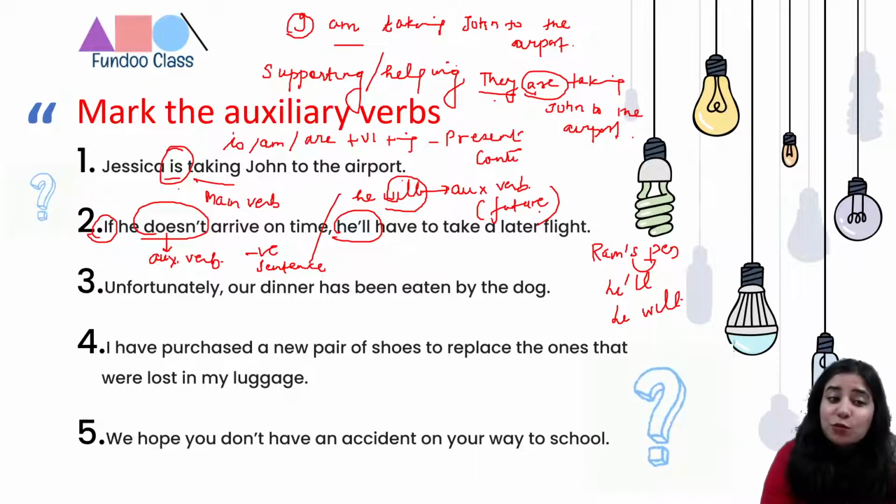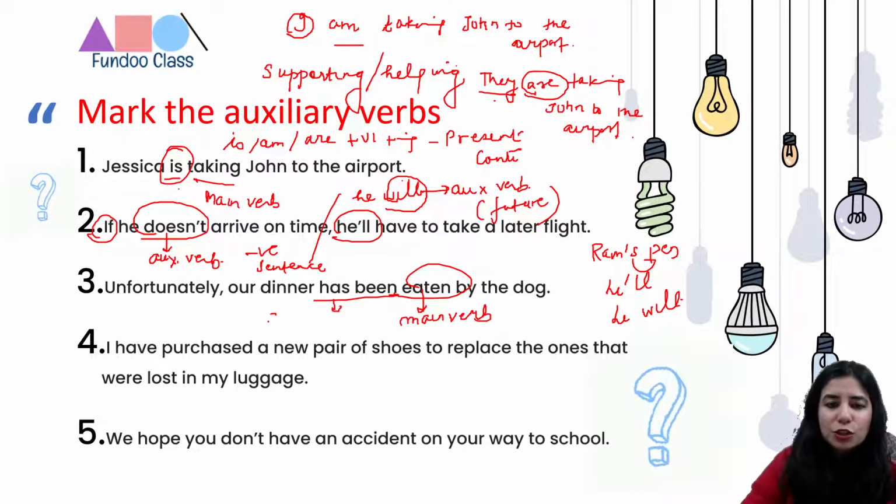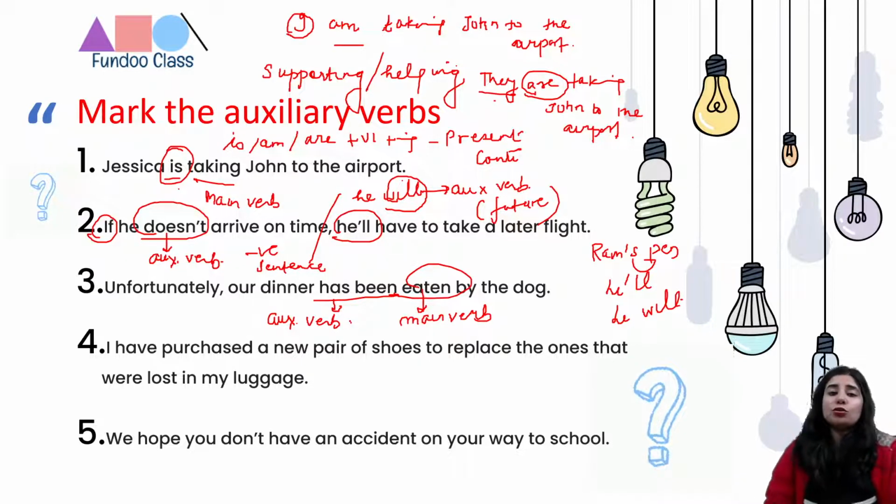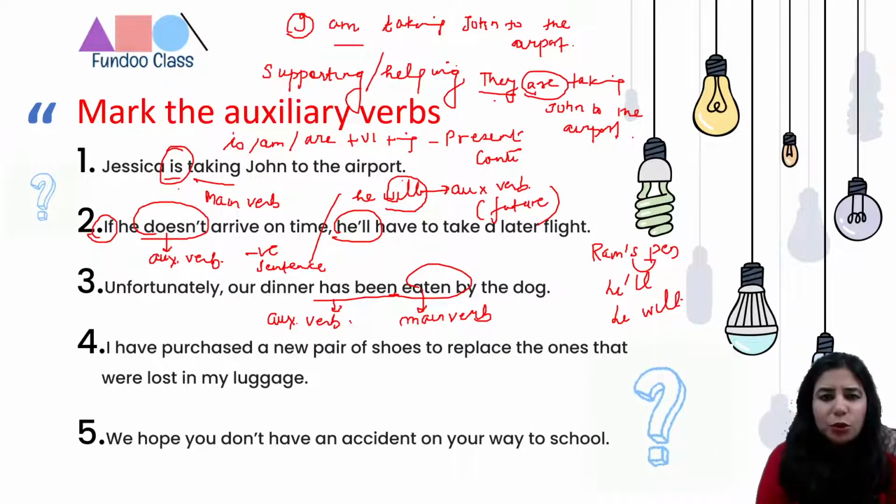So let's move to the next statement, which is sentence 3. Unfortunately, our dinner has been eaten by the dog. Oh, that's very sad. So let's see. In this case, you will see eaten is the main verb. So I'm going to say that this is the main verb and has been is the auxiliary verb, right? You also call it supporting verb, or you might also call it helping verb. So helping verb, auxiliary verb, supporting verb. Don't get intimidated if you encounter these terms, right?